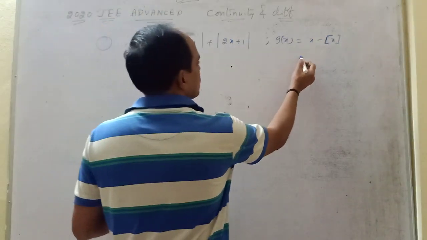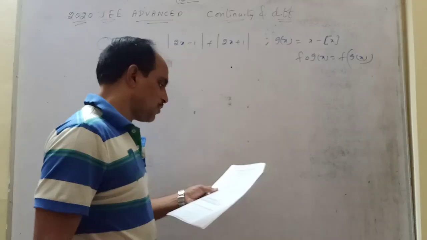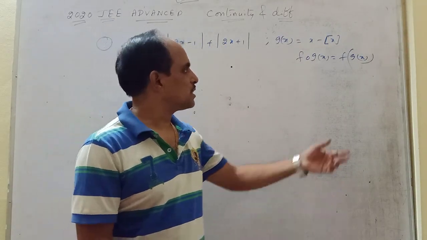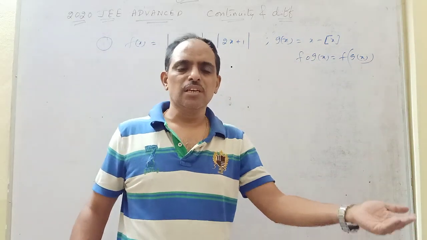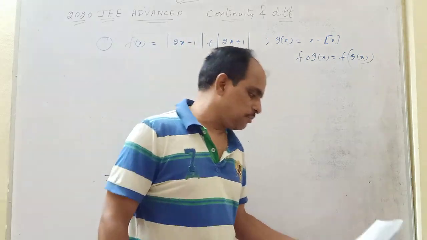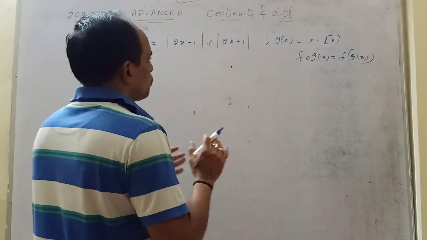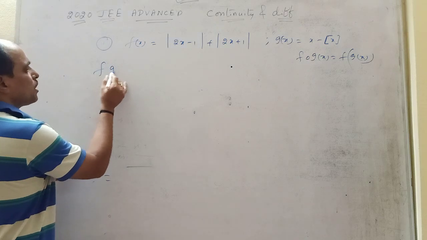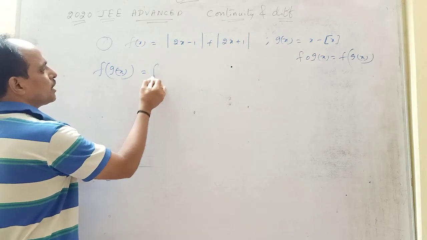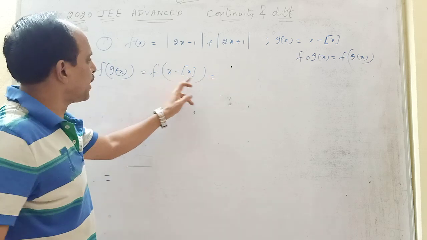Just f circle g circle x, that is f of g of x, is not differentiable and discontinuous. The question is about the points where f of g of x is discontinuous and not differentiable, in the interval minus 1 to 1. So you see, first f of g of x. What is meant by f of g of x? It means f of x minus step x. Is it clear?